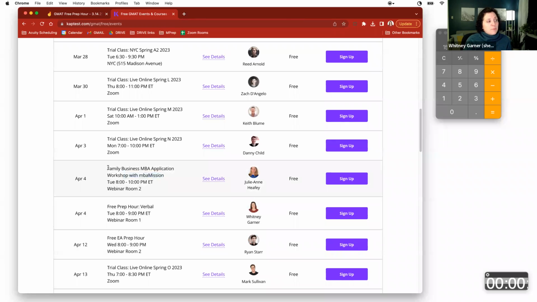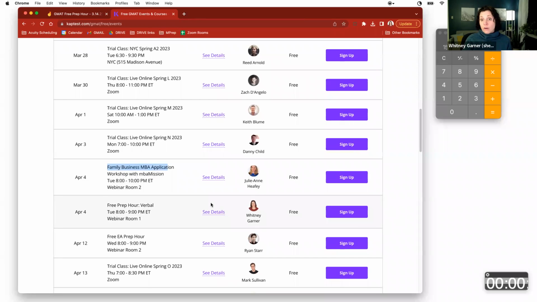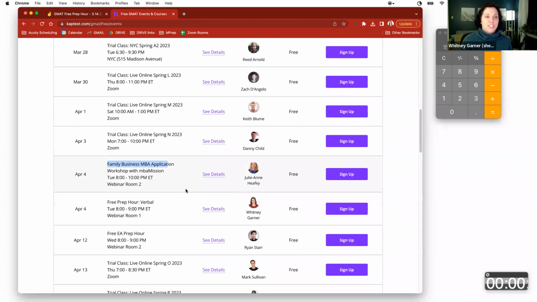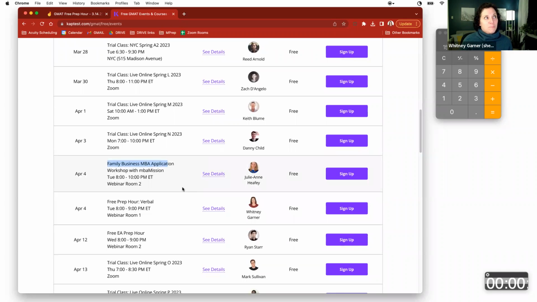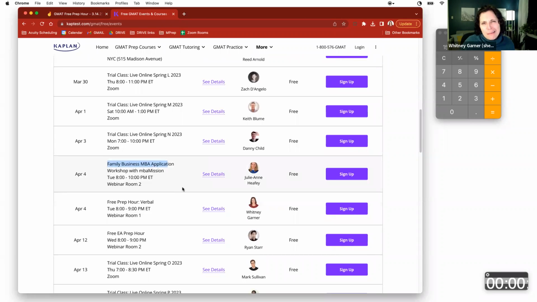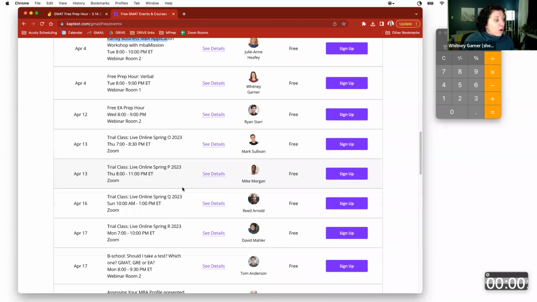So this is an example of a workshop where, let's say you work for a family business. Like, how do I talk about the fact that now the people I work most closely with might be family? And so how do I get them to write a letter of recommendation? I mean, I can't. So what am I going to do instead? So we've got all of these.